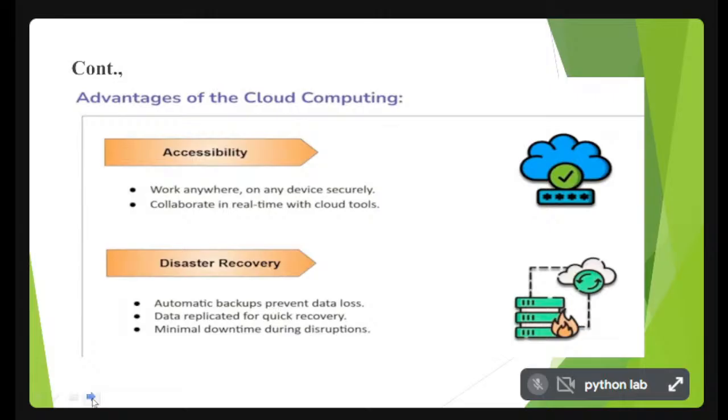Right, 2 more services, 2 more advantages. Write down these two also: accessibility and disaster recovery. Accessibility is one advantage of cloud computing. So you can access your services, your photos, Google Photos, from anywhere, from any geographical location, but you should have an internet connection.